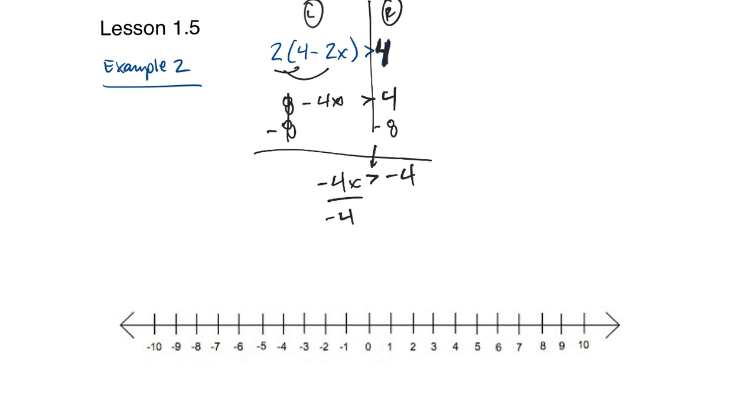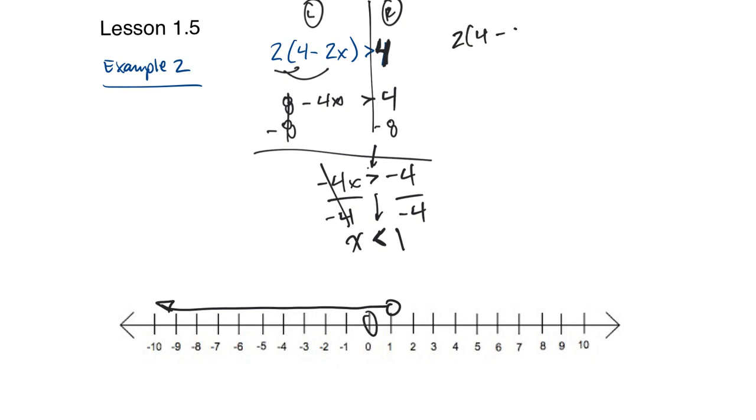But now I'm going to divide by negative 4. So I'm dividing by a negative number. That means this guy is now facing the other way. So I get x is less than 1. So I have an open circle, and I go back like this. I can check it. Let's choose 0.